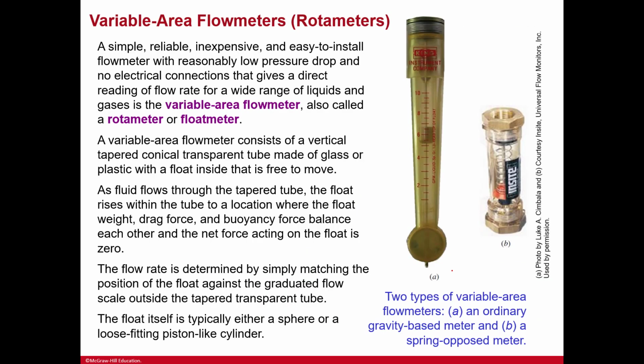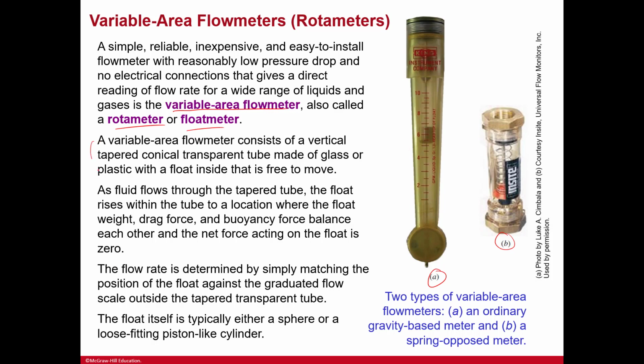Variable area flow meters or rotameters. It's a simple, reliable, inexpensive and easy to install flow meter with reasonably low pressure drop and no electrical connections. It gives a direct reading of a flow rate for a wide range of liquids and gases, and it's the variable area flow meter, also called the rotameter or the float meter. So you have it here. A is an ordinary gravity-based meter, and B is a spring-opposed meter.